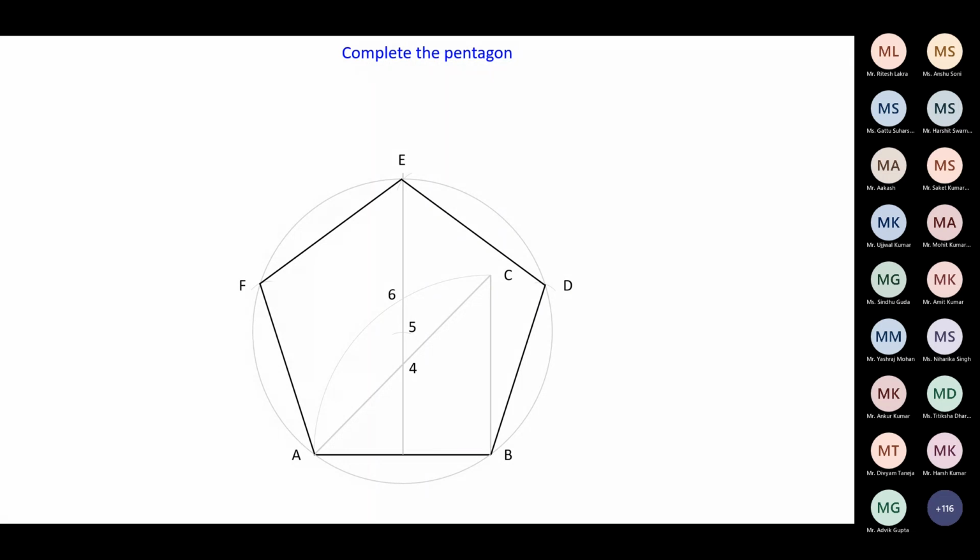Otherwise, we can construct directly by the protractor. Why is this required? Because at least we need to know how to use the instruments properly. Otherwise you can directly construct.